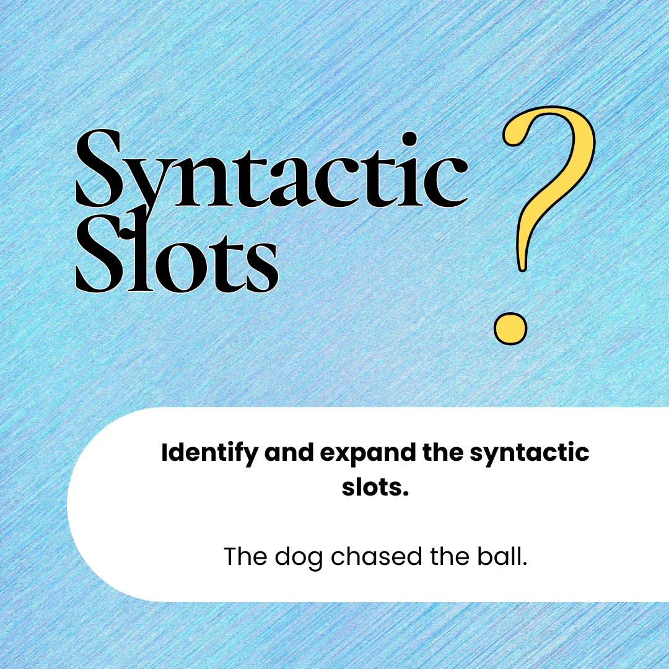Now let's try the verb slot. Instead of just saying chased, we could say frantically chased, or playfully chased and caught, or repeatedly chased. And for the third slot, the ball, we could expand it to say the red rubber ball, or the tennis ball across the yard, or the squeaky ball under the table.